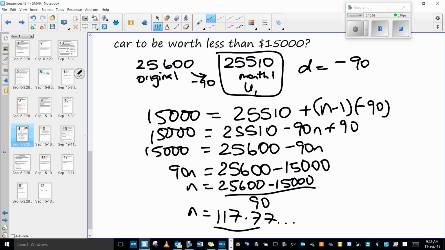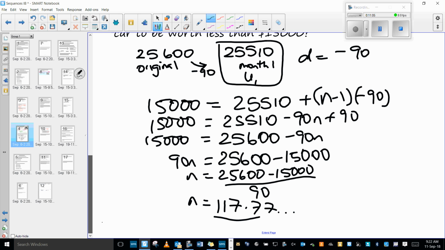We're going to choose either 117 or 118. Now it has to be worth less than 15,000. We found the value that it is worth 15,000. So our answer has to round up. You all happy with that? And sometimes even if this did say 117.7, you may round it down to 117. It all depends on the question and how it's all set out, but just be careful with that. So for this one, it would be 118 months.